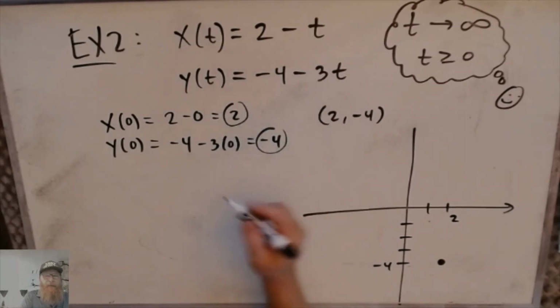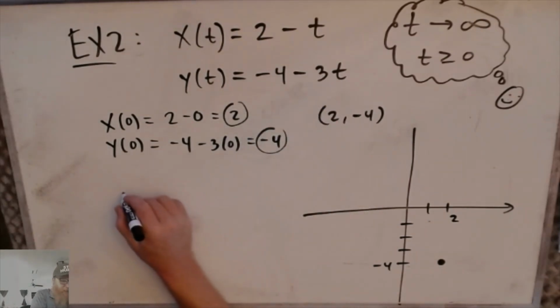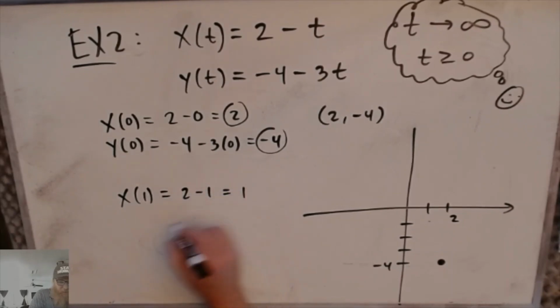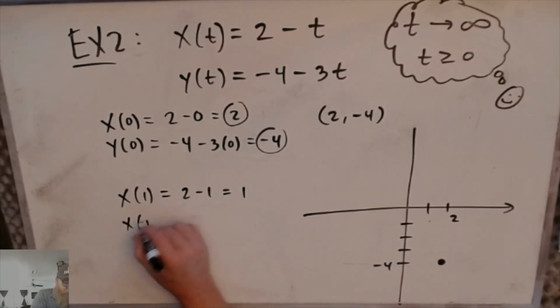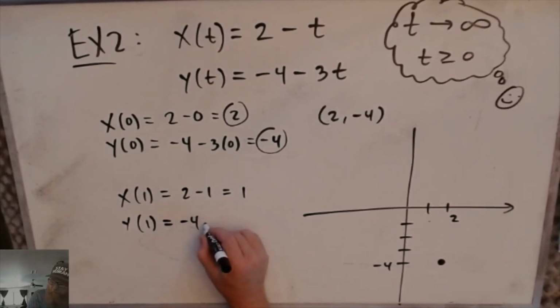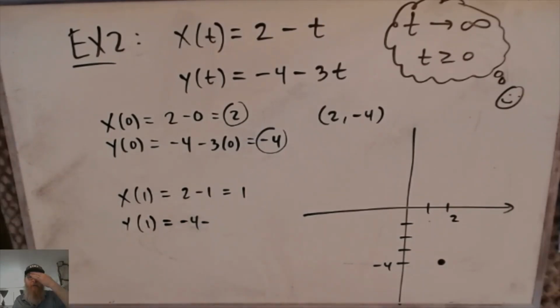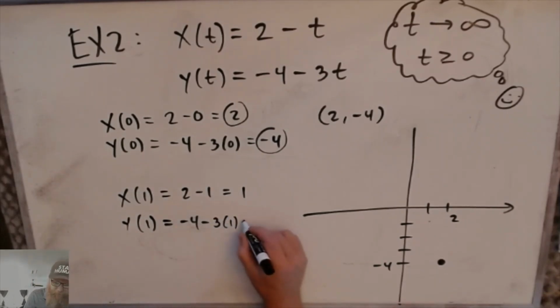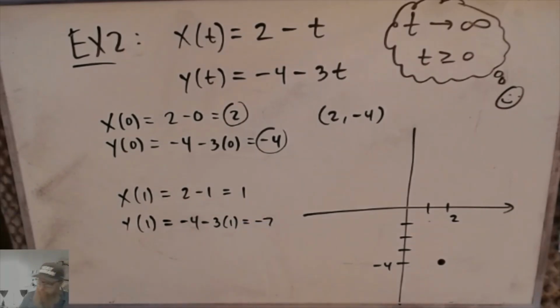Now I'm going to plug in another value for t. So if you just want to be lazy, you can just plug in 1. It's OK. There's no reason to kill yourself over it. So I have y of 1. Y of 1 is -4 minus 3 times 1. So that'll be -7.